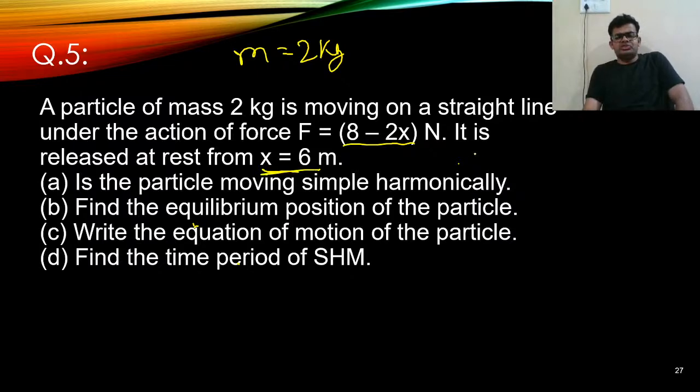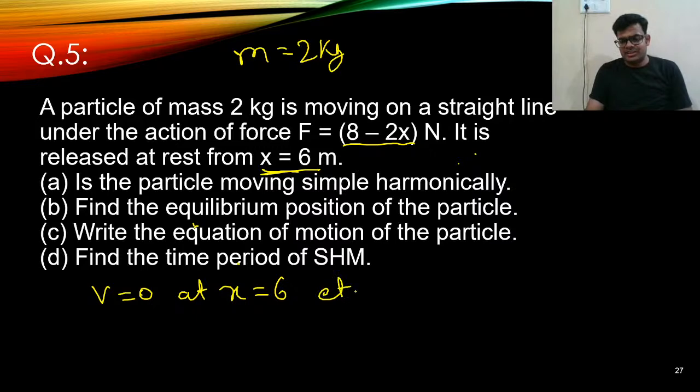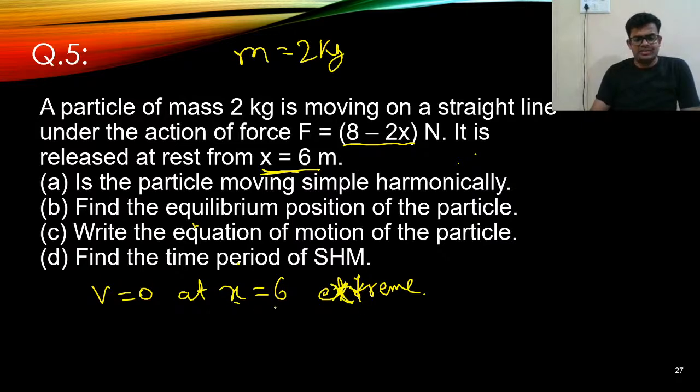So extreme position. Are you getting? V is equal to 0 at extreme, at x is equal to 6. That is extreme. So this will be the extreme position. Okay. So where is the extreme position? Extreme position is at x is equal to 6.